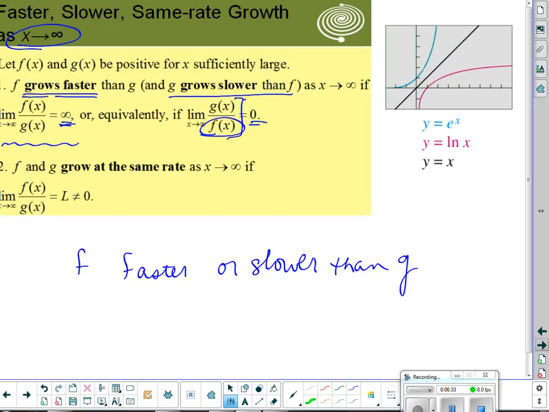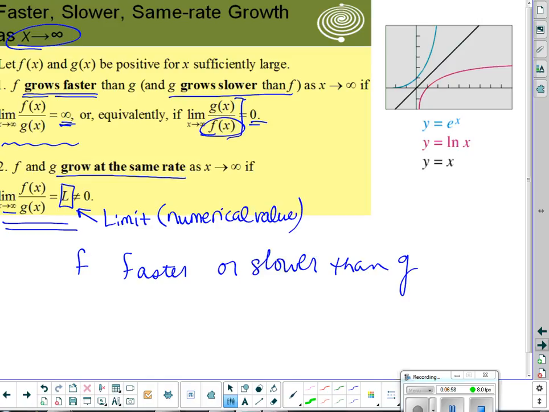What's the other alternative? They could grow at the same rate, couldn't they? How would I know if they're growing at the same rate? Well, it says look at your limit, let x go to infinity, do the comparison, and you end up with L. What's L? L is just some limit. So we actually get a numerical value. If you end up with a numerical value, they are growing at the same rate. All right? So that's really the whole design of it.